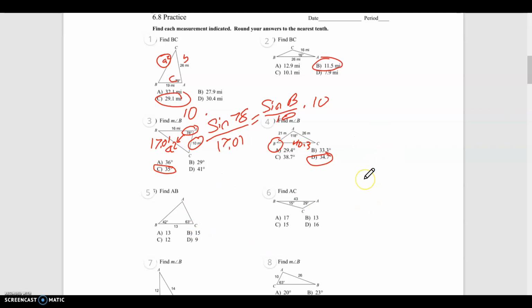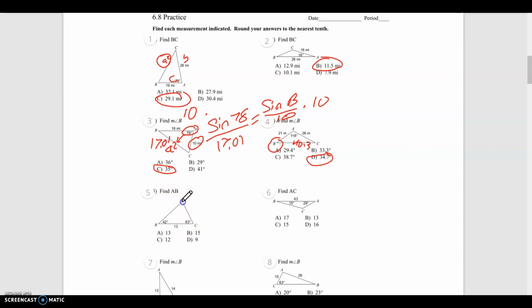Hopefully you're seeing that in order to use law of sines, you have to have two angles. If you have two angles, there's a good chance you could use law of sines. If you don't, that means you have to go find all the sides using cosine. Then using one angle and a side, you can then use the law of sines. Let's move to number 5.